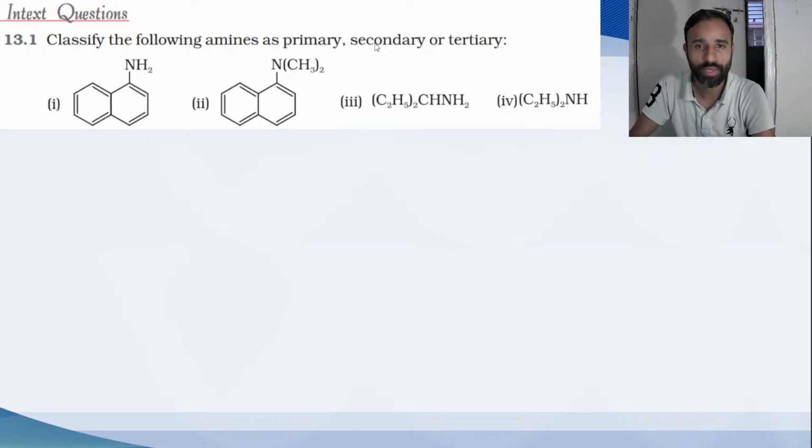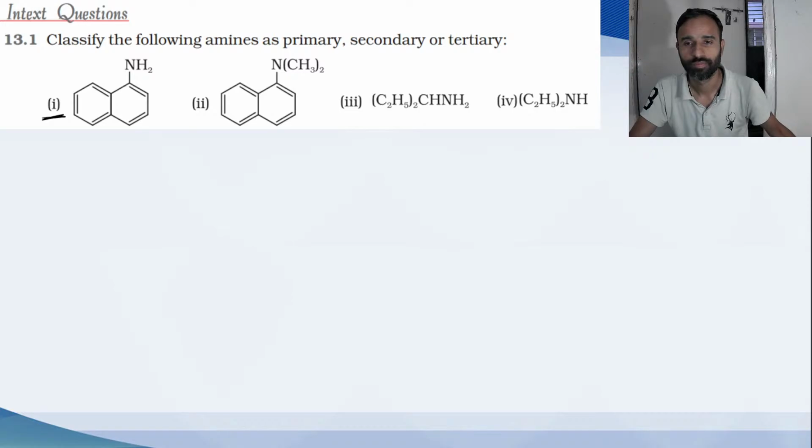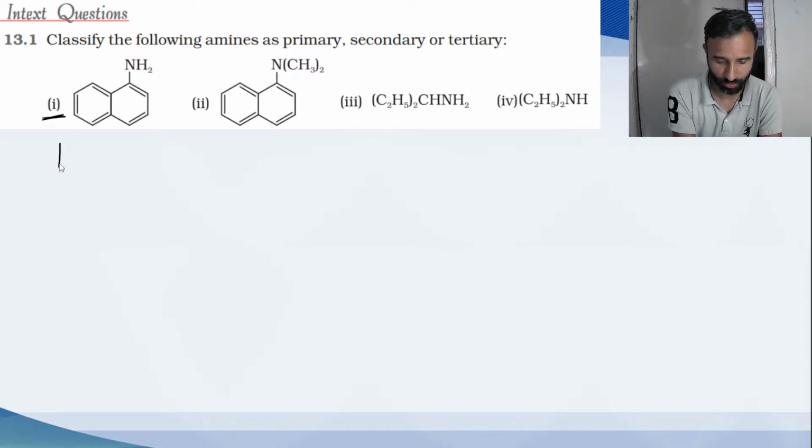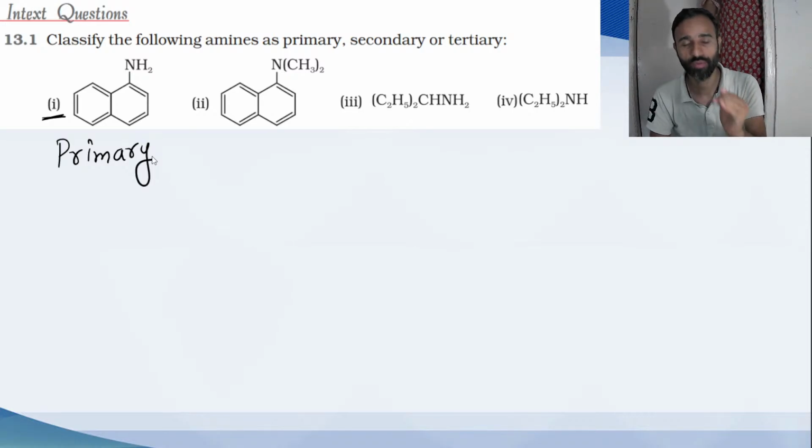Now classify the amines as primary, secondary, or tertiary. Tell me the first one. Is it primary, secondary, or tertiary? Classify them fast. Yes, it is primary. Very good. First one is primary because nitrogen is attached to only one group. One of the hydrogens of ammonia is replaced.